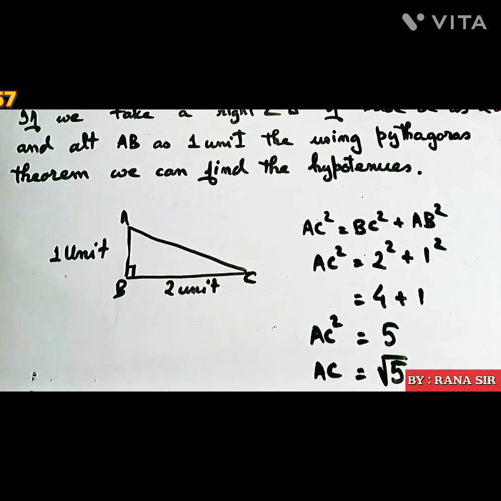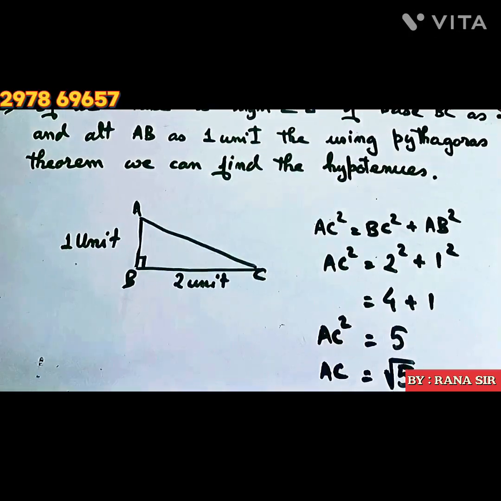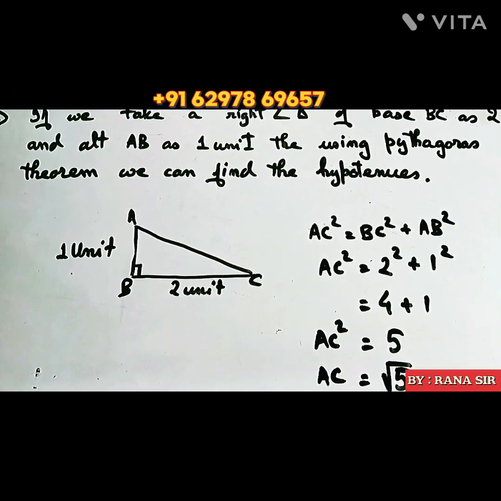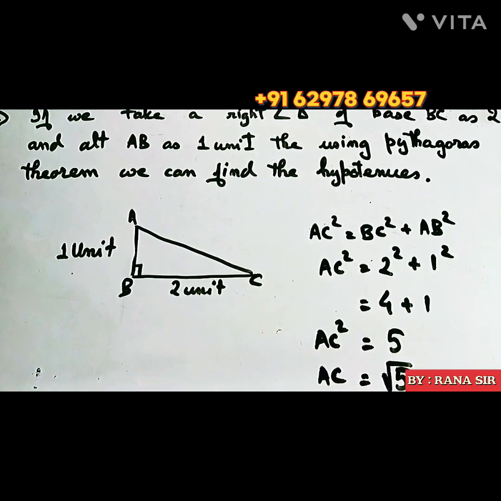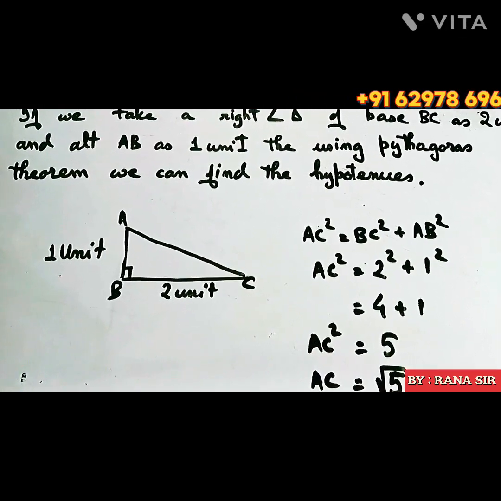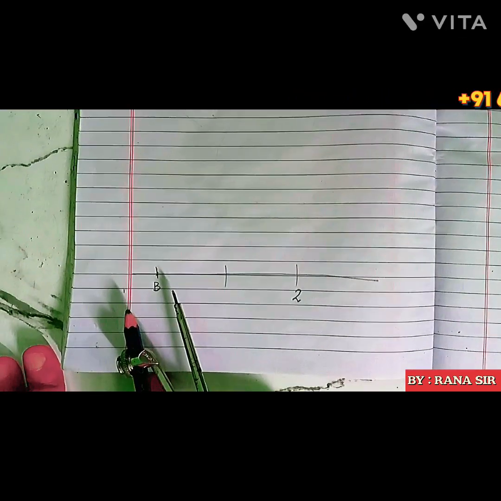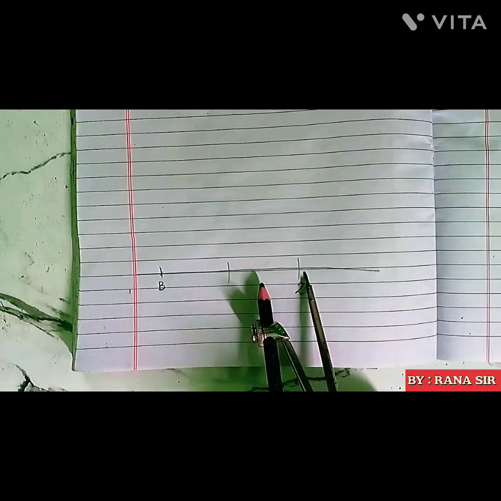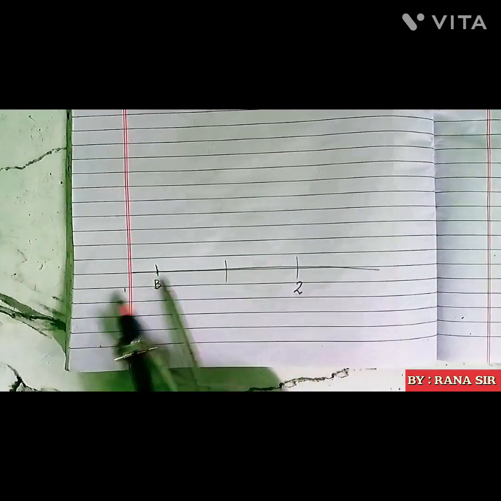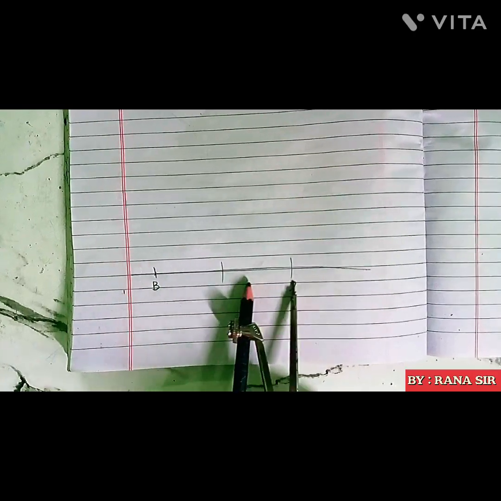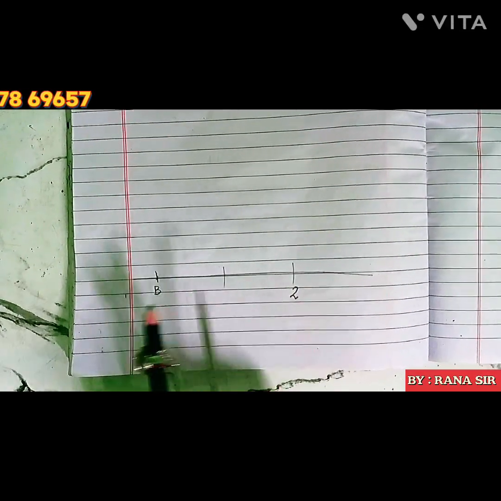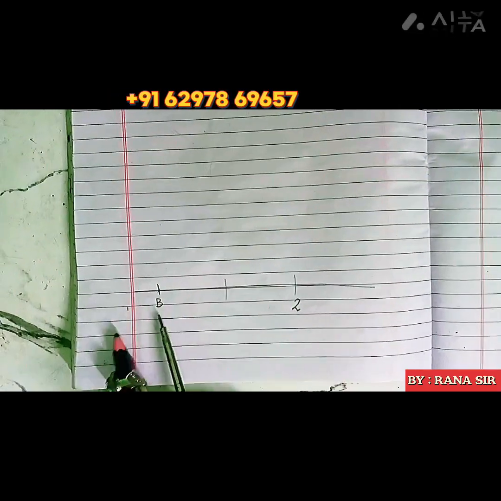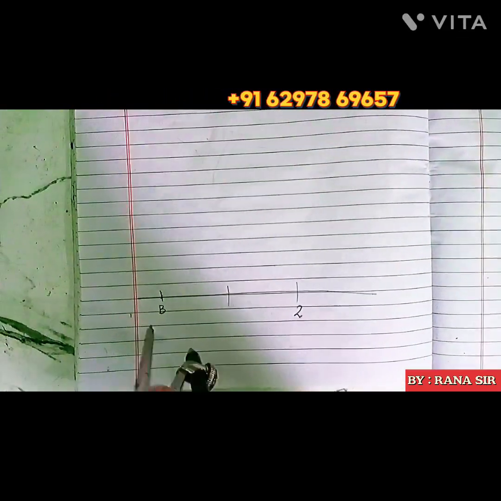Okay, now we will be constructing this, finding out the distance of the hypotenuse and putting it on the number line. Let's do it. For this, I have drawn the base B and this is C. So BC is 2 units. This is my 1 unit, this is another 1 unit, so this is 2 units. I have drawn the line and marked 2 units BC as base.